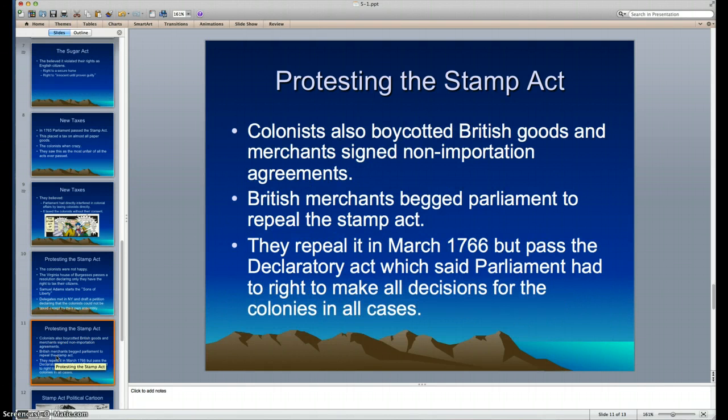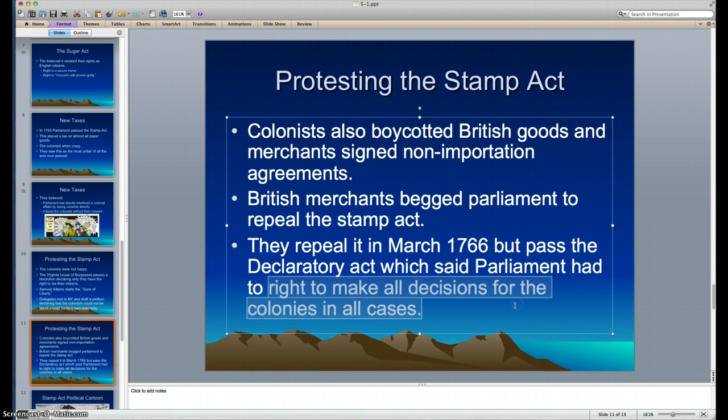They boycott British goods, merchants sign non-importation agreements. Pretty much it gets so bad for British businesses in the colonies that they beg Parliament to repeal the Stamp Act, which they do. But in response to repealing the Stamp Act, they pass what is called the Declaratory Act, which again, as we spoke about today, says that Parliament has the right to make all decisions for the colonies in all cases.